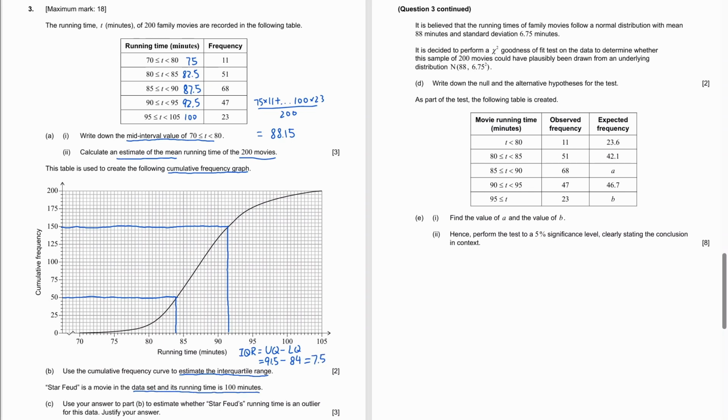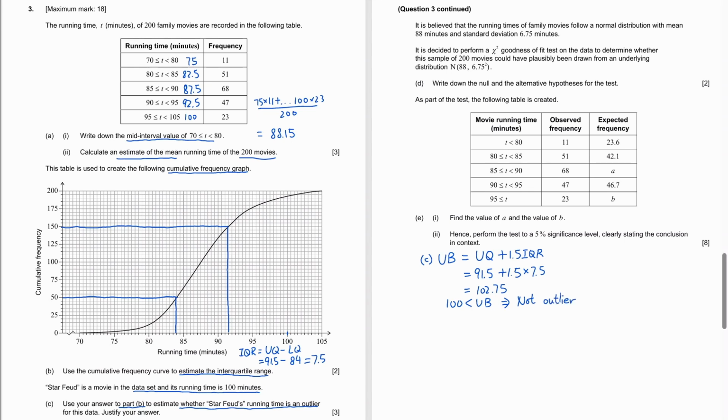Part C. We need to check if a running time of 100 is an outlier. The upper boundary for detecting outliers is the upper quartile plus 1.5 times the interquartile range. That is 91.5 plus 1.5 times 7.5, which equals 102.75. Since 100 is less than this, it is not an outlier.